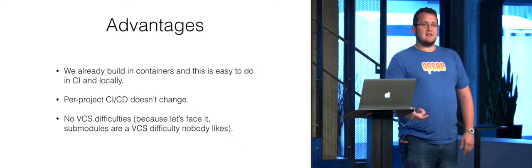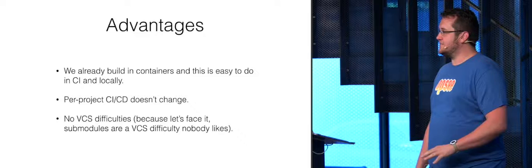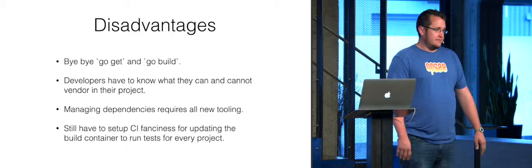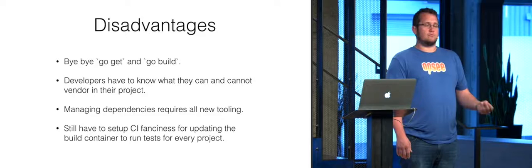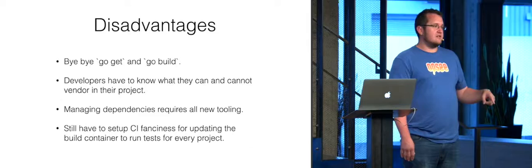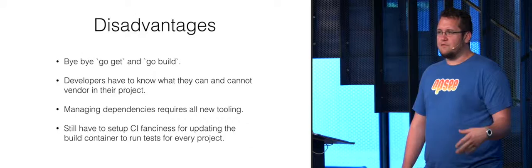The nice thing about that is, again, we already have tooling built around doing all of this. We have none of the VCS difficulties and CI difficulties that we might have with monorepos. And it just sort of fits with our organization right now. The disadvantages are bye-bye, go get, and go build. That's just not really a thing. You can do it for the initial dependency retrieval, but you still have to have tooling to get it into the build container. And developers then also have to have specialized knowledge of what they can and can't vendor in their own products. So there's some work there to be done that I think we can probably do, including setting up build dependencies and CI for this build container.